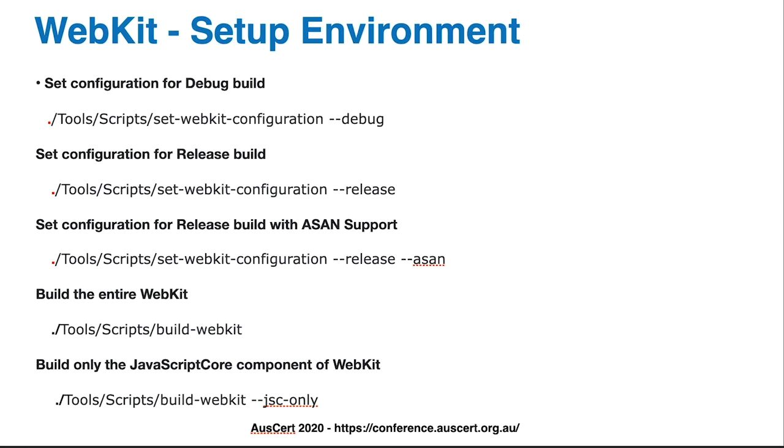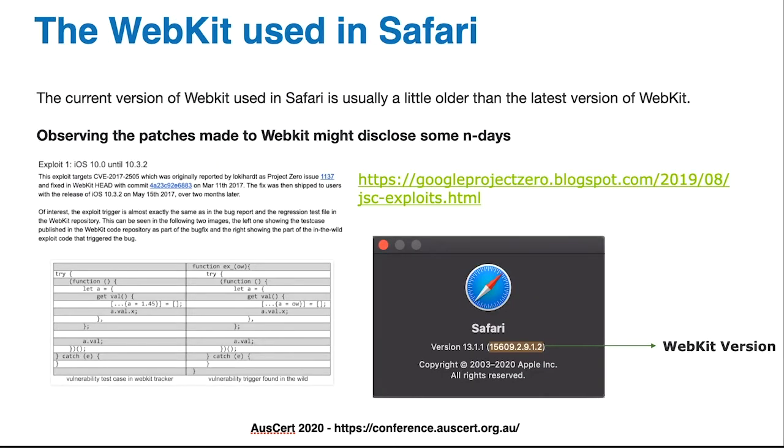Then you can configure WebKit for the debug environment or for the release environment. You can also build WebKit with address sanitizer support, which will help you detect memory corruption vulnerabilities. Then you can either build the entire WebKit or just the JavaScript component of WebKit. If you want to find out which particular version of WebKit is used in Safari, you can go to Safari and click on About Safari, and you can find this string here, which denotes the WebKit version being used.